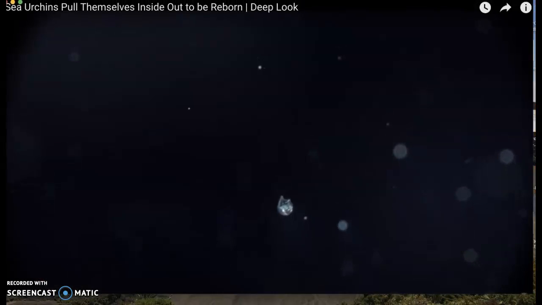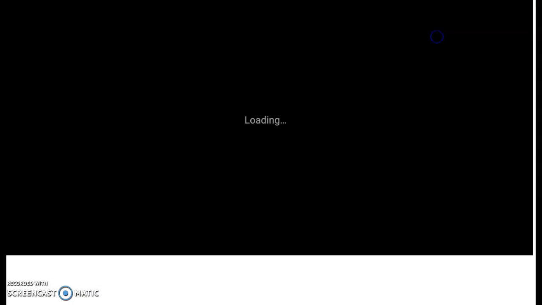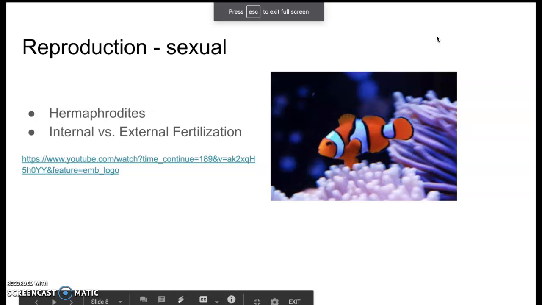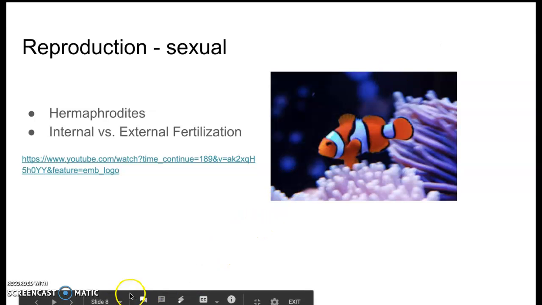So as you guys saw, I played this section of the video because I wanted you to see what external fertilization is. External fertilization is when an organism basically releases the eggs and the sperm, the two organisms, out in the water. Typically, this happens in the ocean. And the eggs and sperm fertilize on their own, as opposed to internal fertilization, which is how mammals would fertilize.